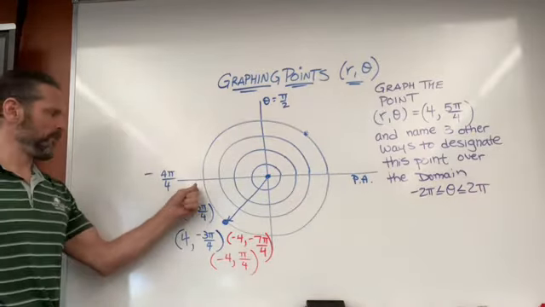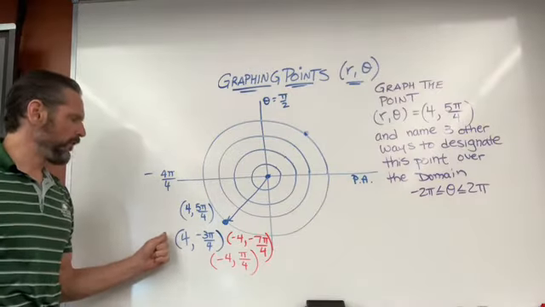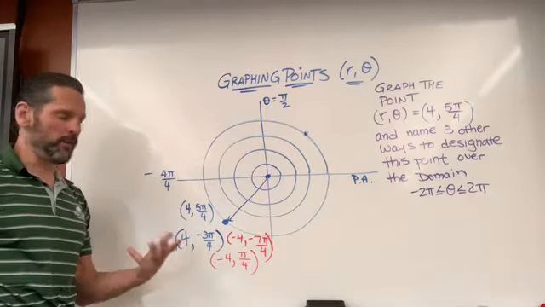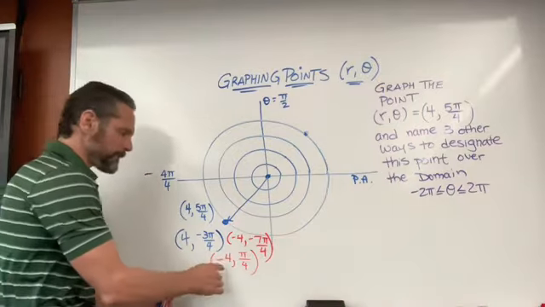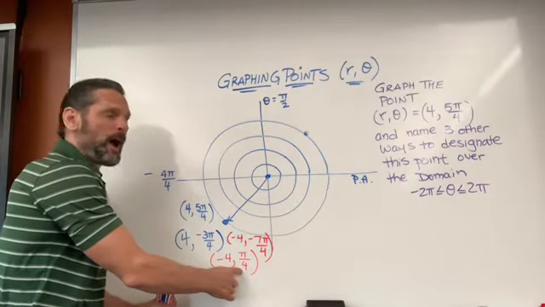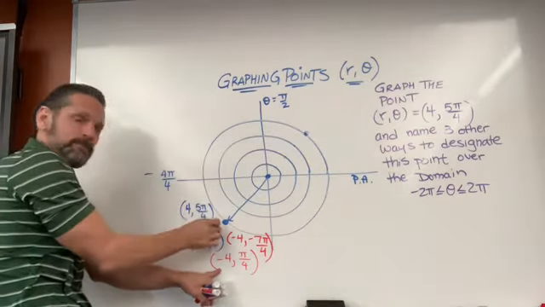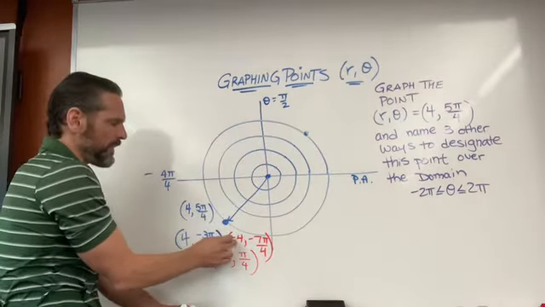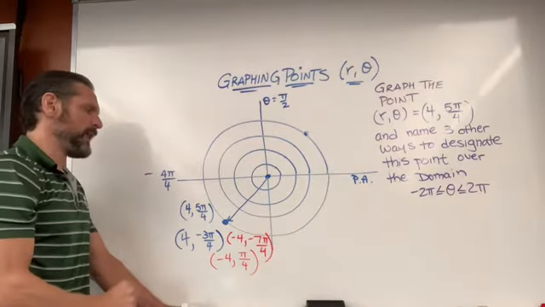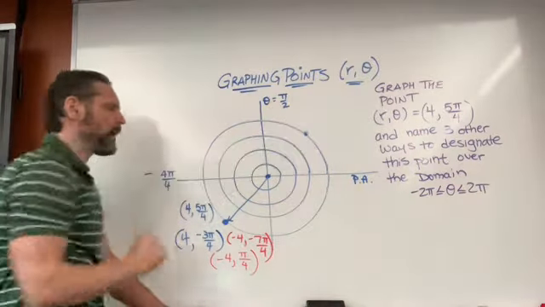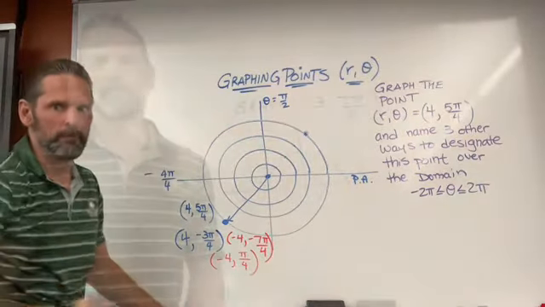4 comma 5 pi over 4, that's r, theta. 4 comma negative 3 pi over 4, r, theta. Here are the tough ones. Negative 4 comma pi over 4. I took this point, which was positive r, and I reflected it over the pole. And then here is negative 4 comma negative 7 pi over 4. Of course, this one is positive 4, negative 7 pi over 4.